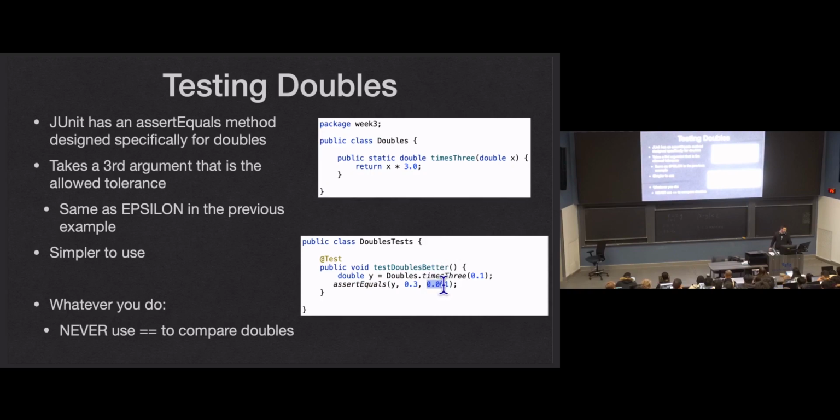It's going to take a third double, and that's effectively going to be your epsilon from the previous slide. That's going to say, are y and 0.3 within 0.001 of each other, where we call 0.001 the tolerance in the JUnit library. As long as they're within 0.001 or whatever you give it as a third argument of each other, this test case will pass. And if they're further than that apart, this test case is going to fail. So that's how we check doubles for effective equality. We never, ever, ever use equals to compare two doubles in Java, at least, in most languages.